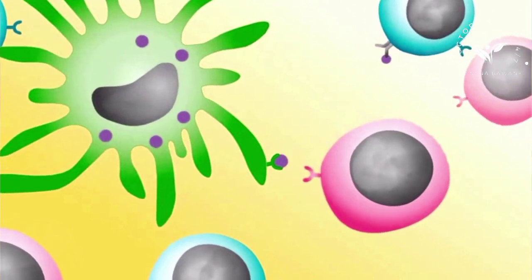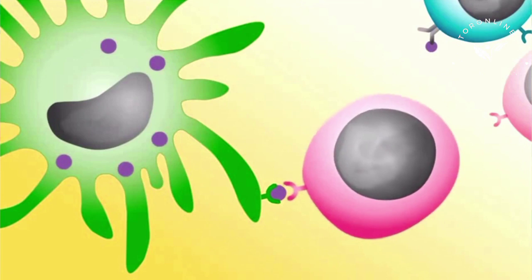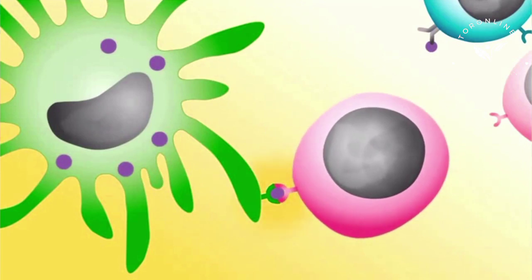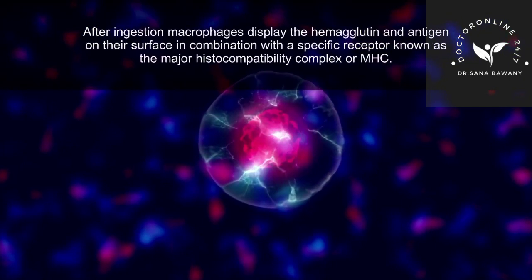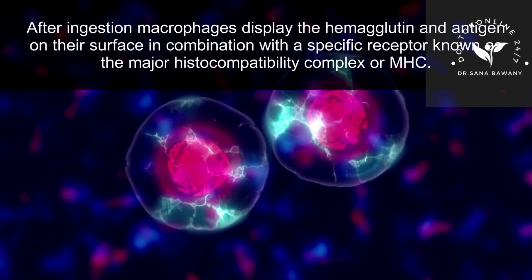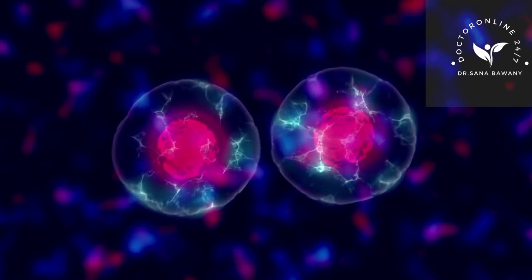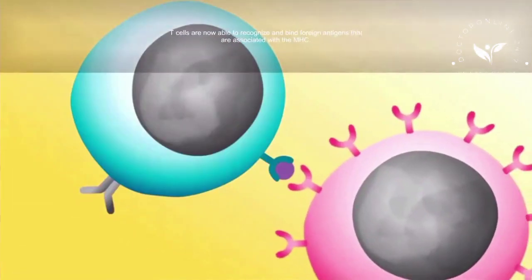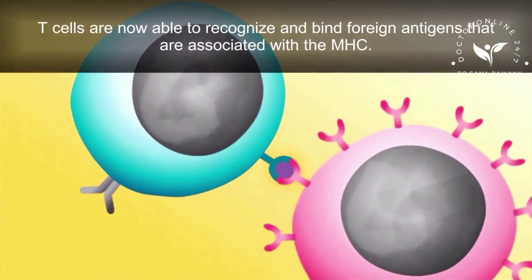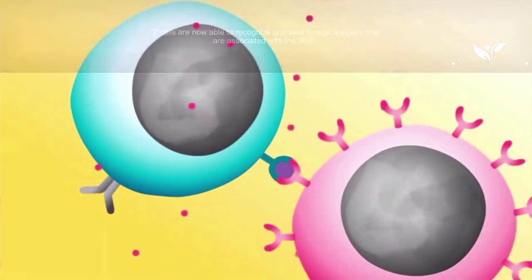A major mechanism of action involves macrophage phagocytosis of hemagglutinin, breaking it into smaller components. After ingestion, macrophages display the hemagglutinin antigen on their surface in combination with a specific receptor known as the major histocompatibility complex, or MHC. T cells are now able to recognize and bind foreign antigens that are associated with the MHC.